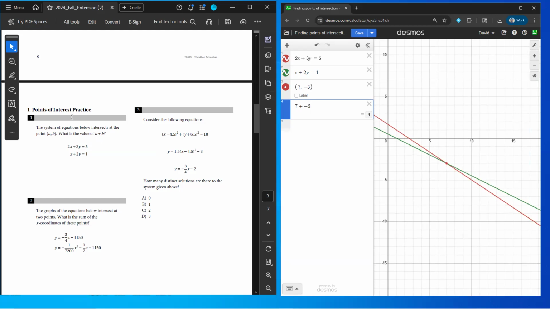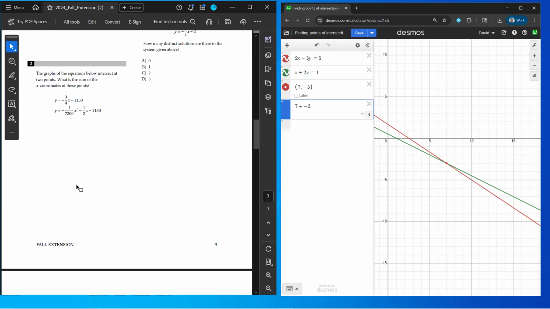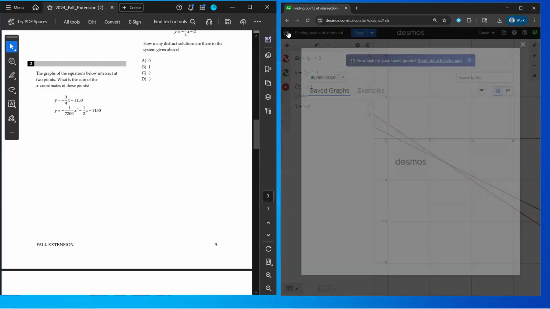All right, well, let's look at the next question, see how that one compares. So for number 2, the graphs of the equation below intersect at 2 points. What is the sum of the x-coordinates? So right away, I could try solving this by hand, but with all the fractions and decimals, it would probably be unpleasant. So what I'm going to do is type these equations into Desmos.